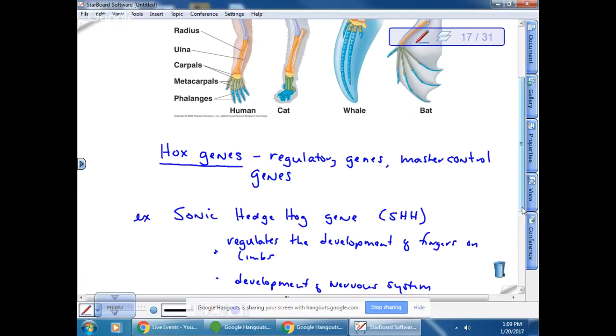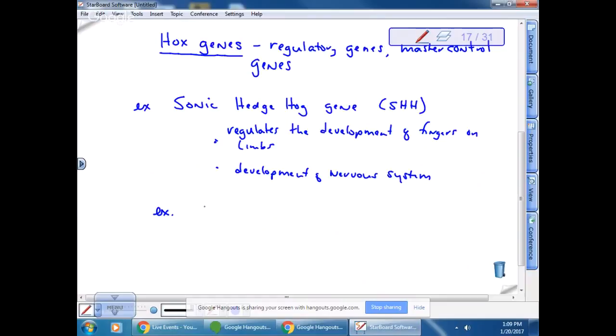Okay. Another example of a master control gene is called PAX6. That's not as interesting as the sonic hedgehog, but the PAX6 gene regulates the development of eyes, and it's believed to regulate the development of eyes in all animals.